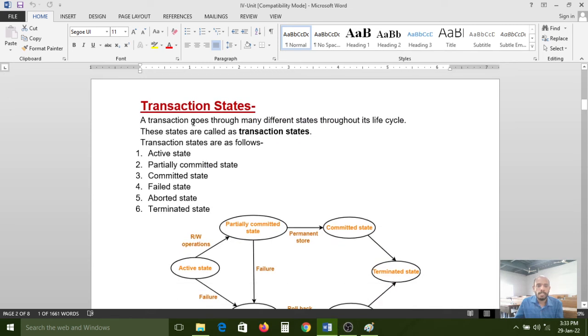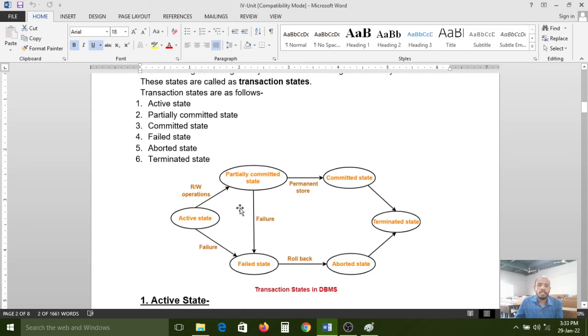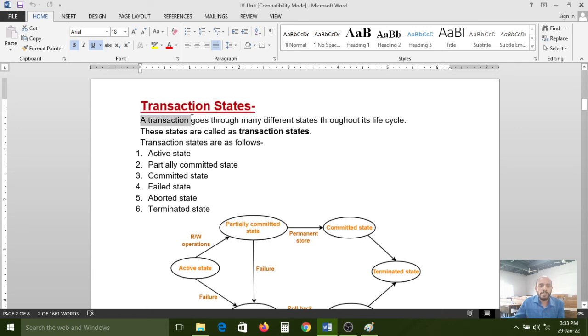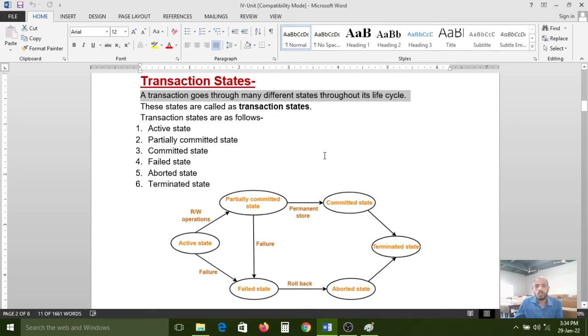Next one is transaction states. Each and every transaction has different types of states to complete the transaction successfully. A transaction goes through many different states throughout its life cycle. One transaction has one life cycle, and in that life cycle there are many states. There are around 6 states.